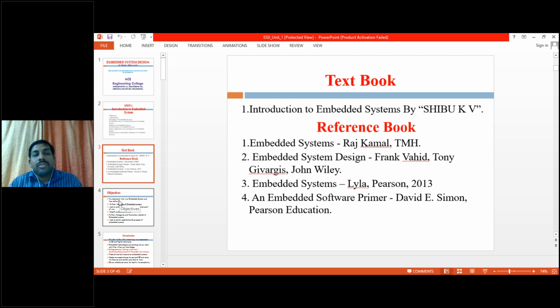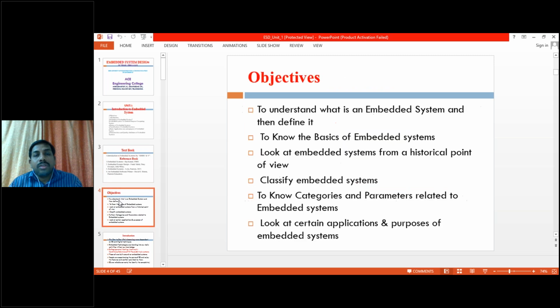So your embedded system design is related to designing of an embedded system. So for this, first we have to know how it is defined. So what are its objectives? The objective is to understand what is an embedded system. So first you should know what is an embedded system. Then we'll give a definition for it. We'll know what are the basics of the embedded system. And we are going to see the historical point of view for an embedded system. So how this embedded system evolved, that we are going to study in this topic.